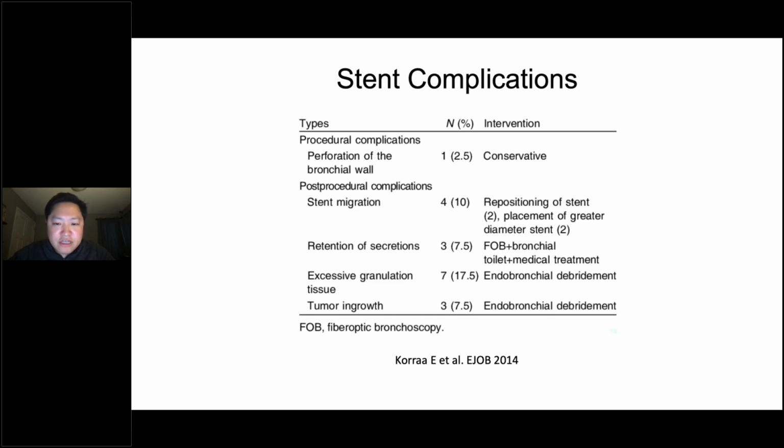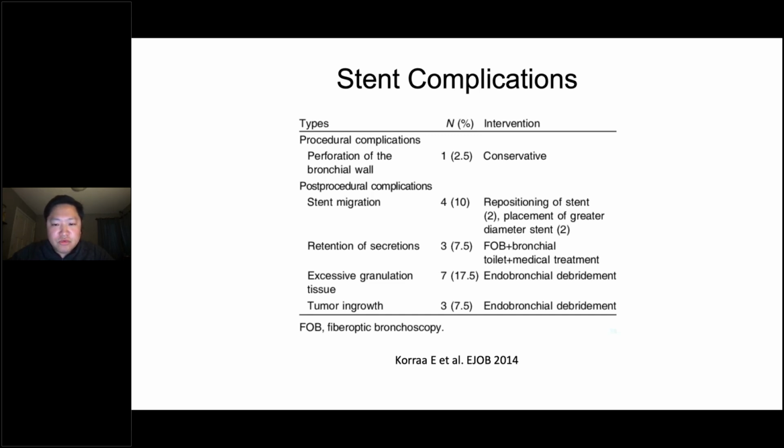Retention of secretions, again, we do surveillance bronchoscopy. We also send patients with normal saline nebulizers in addition to a flutter device to help them cough. So that is our stent hygiene regimen. But we still see patients that retain secretions and come in a little bit more short of breath, and more often than not, there's more mucus obstructing the stent, and we clean it out.